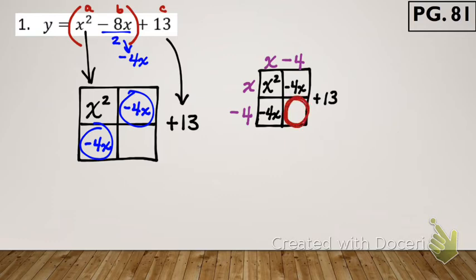To figure out what goes down here, what numbers do I multiply together? -4 and -4. That would give me what? 16. This is the first time I'm putting something new into the equation. I'm adding a 16 here, so I have to subtract that 16 back out again.